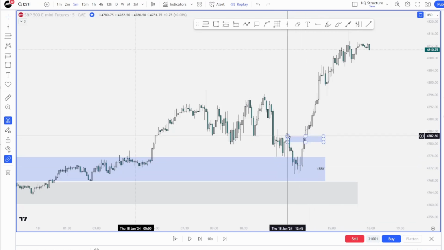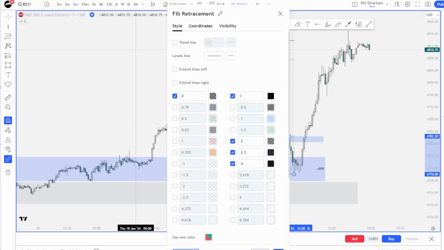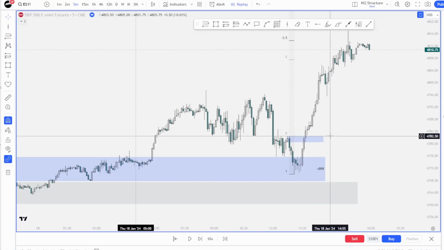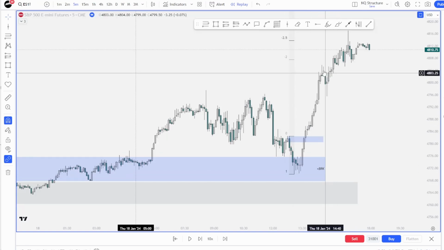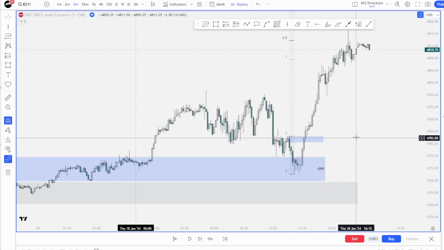Price closed above that swing high. You could even use standard deviations and measure for projected swing. And as you can see, say you executed on this breaker block, put a stop loss below here, and take profit at 2 to 2.5 standard deviations. That would be a 1 to 2 or 1 to 2.5 risk to reward trade.